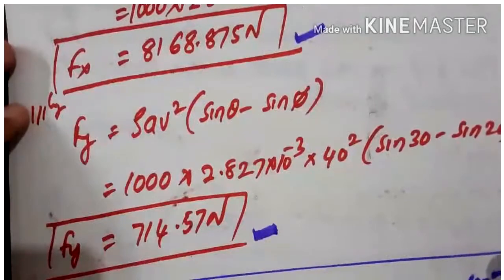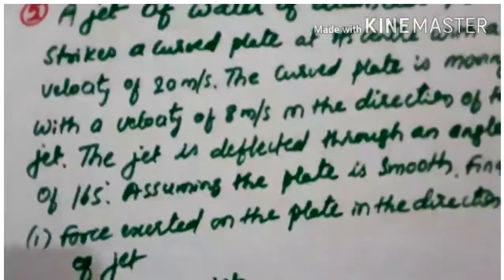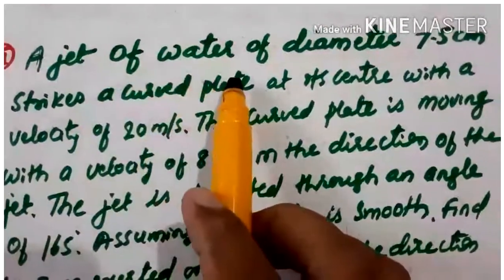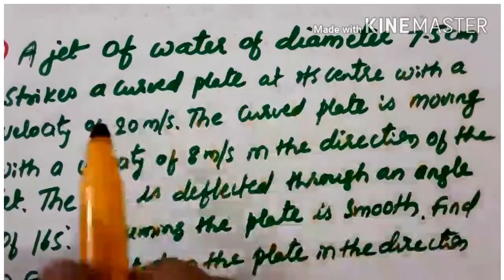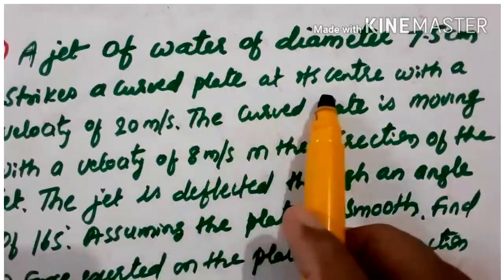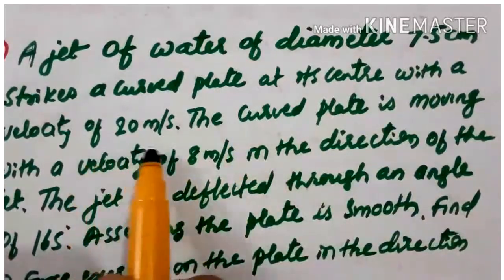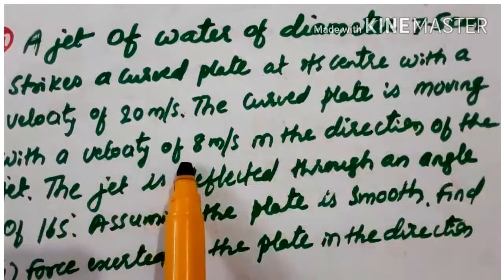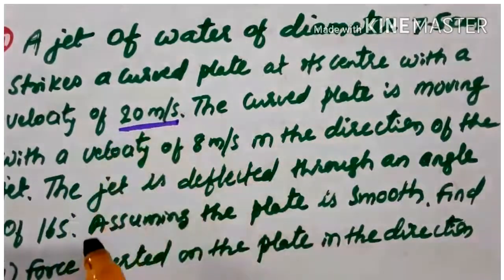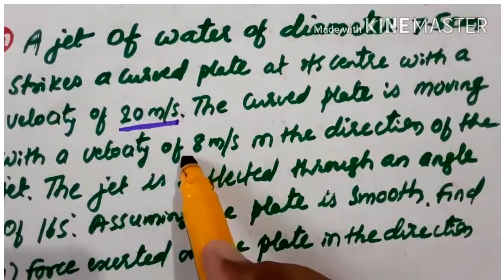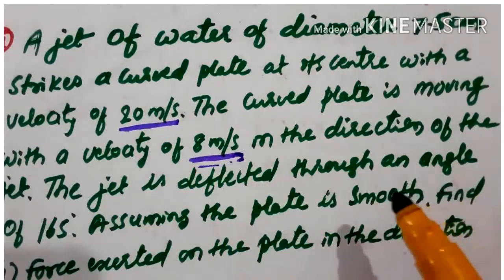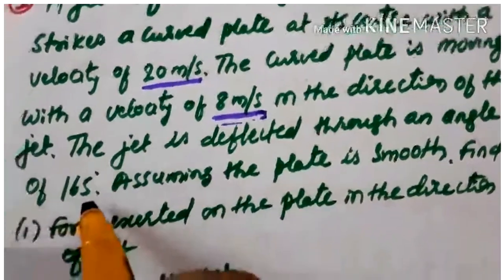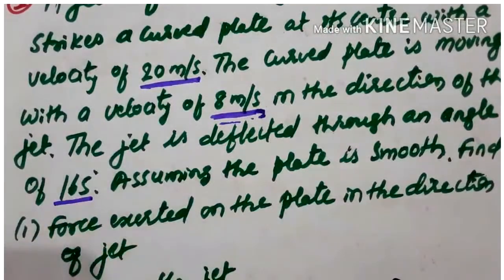Okay, I hope you understood this problem. So let us take one more example. In this example, it is a moving case. A jet of water of diameter 7.5 centimeter strikes a curved plate at its center with a velocity of 20 meters per second. The curved plate is moving with a velocity of 8 meters per second in the direction of the jet. The jet is deflected through an angle of 165 degree. Here the angle of deflection of jet is given.